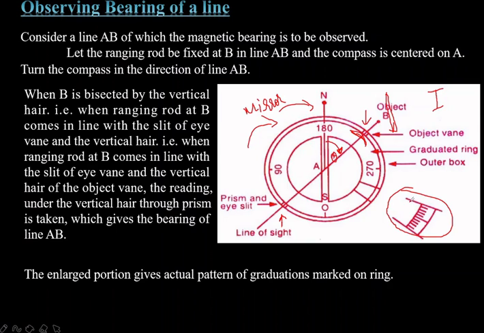So in this reading, there will be 10 divisions. 10 divisions means what is the least count of the prismatic compass? It is 30 minutes, which I will show you next. So the enlarged portion gives the actual pattern of the graduations marked on the ring.